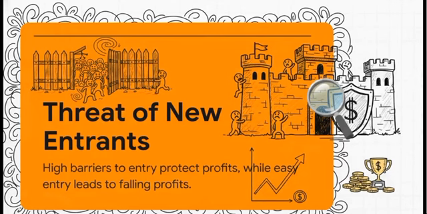Okay, think of entry barriers like a massive fortress. Sumit explains that if it's super easy to just walk into an industry, fresh competition rushes in to grab a piece of the pie, right? And profits inevitably fall. But if you have massive capital requirements, fierce brand loyalty, or heavy government regulations, that fortress protects the industry's high profits from outsiders.